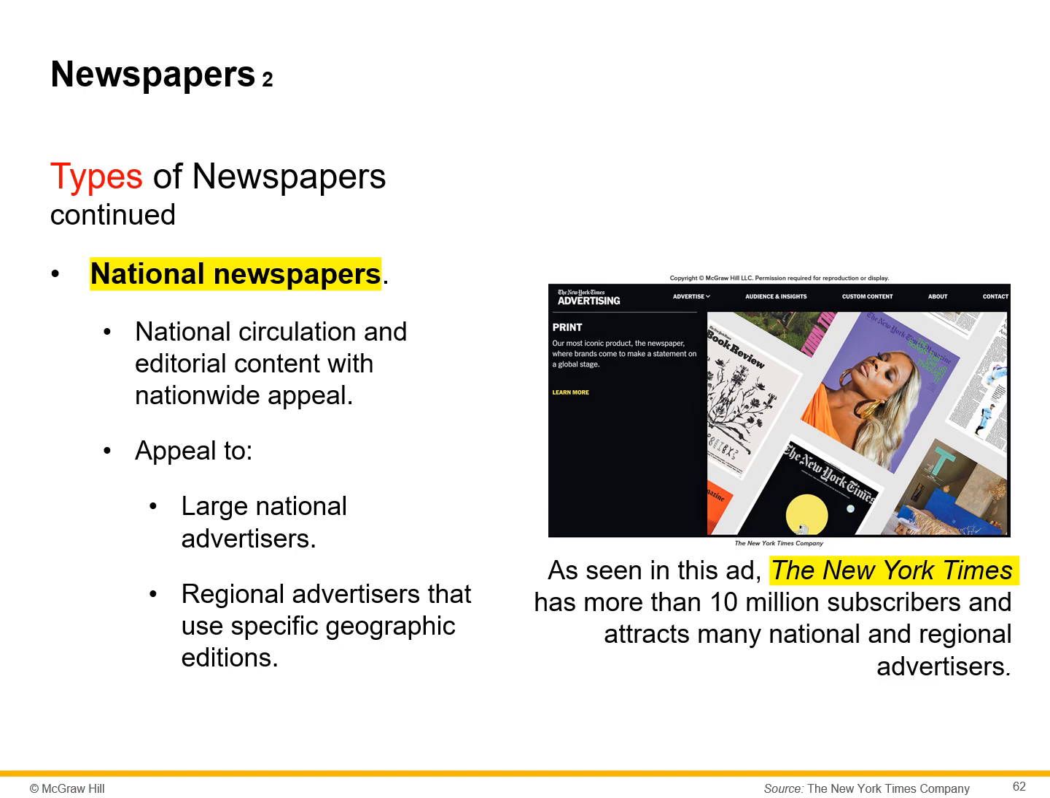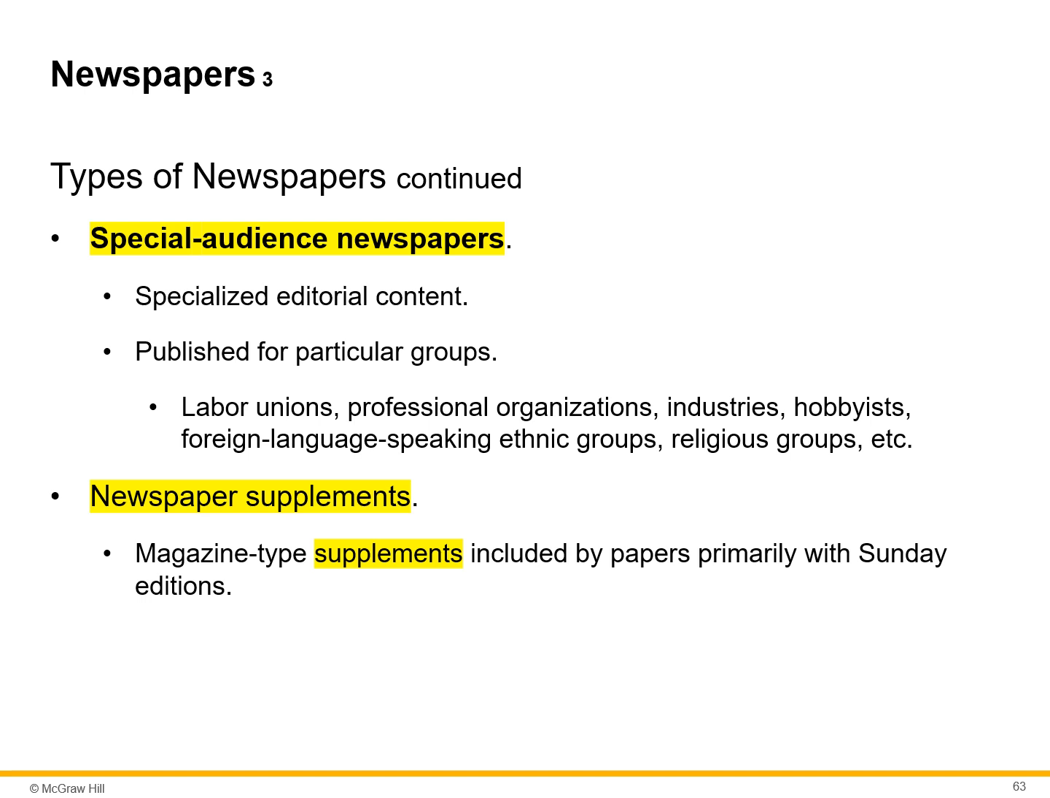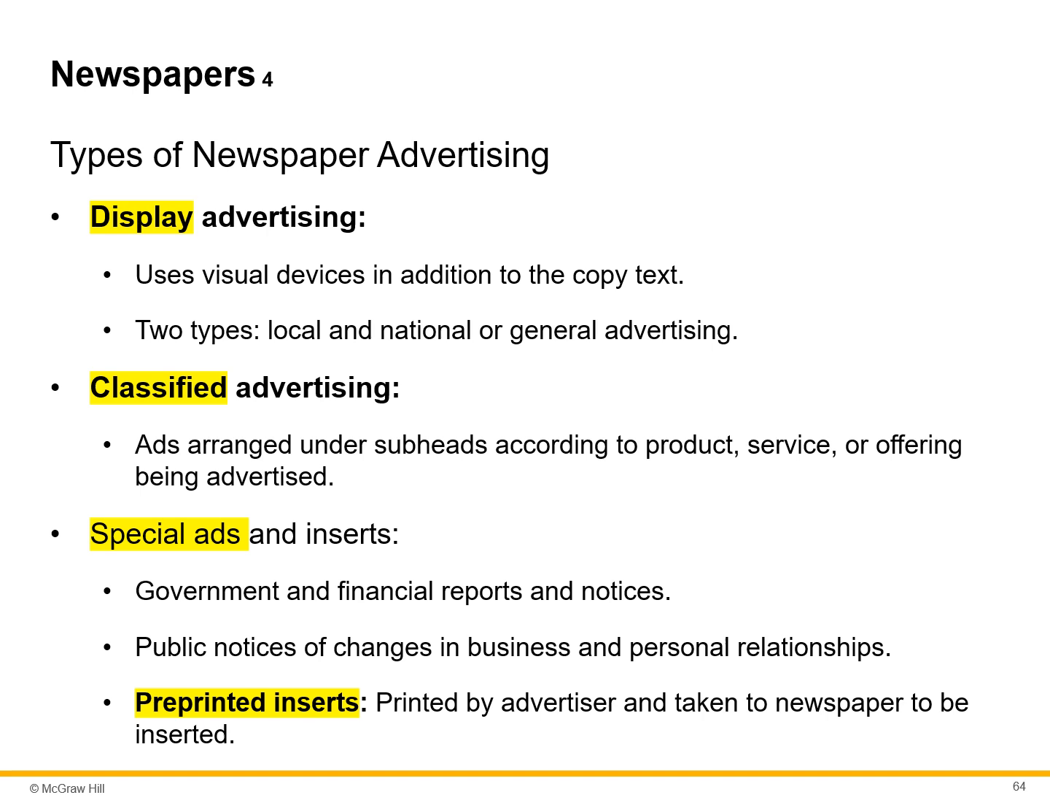Types of newspapers: you can have national newspapers, like the Wall Street Journal, which have national circulation and appeal to large national advertisers. And you can have special audience newspapers with specialized editorial content for a particular group, maybe labor unions, professional organizations, industries, hobbyists, foreign language speakers, ethnic groups, religious groups, etc. Newspaper supplements are magazine-type supplements included by the paper, mostly in Sunday editions. Types of newspaper advertising: you can have display ads, classified advertising in a classified section, and special ads and pre-printed inserts.